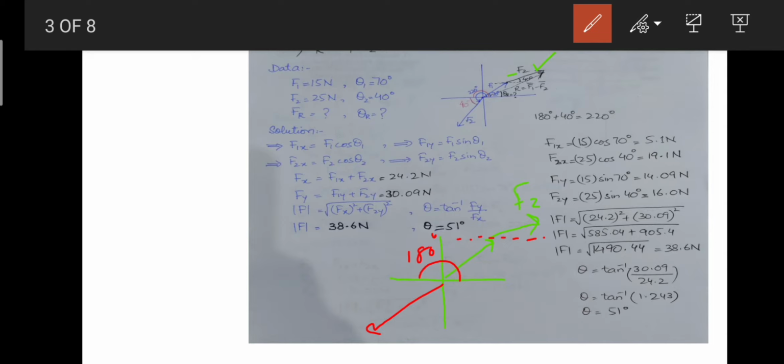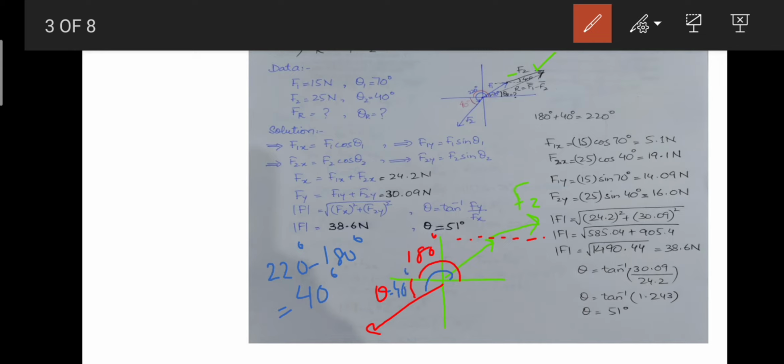And this was, I don't know about this angle, right? If I say this is angle theta, but I knew earlier that this whole angle that f2 was making was equal to 220 degree. So what I'm going to do, I'm going to subtract 180 degree from this 220 degree. So what angle am I getting? I'm getting angle equals 40 degree. So this theta is equal to 40 degree, right?